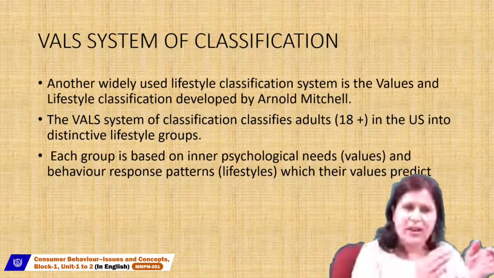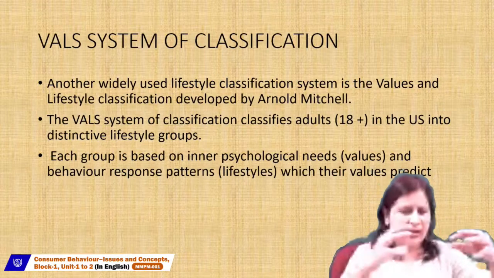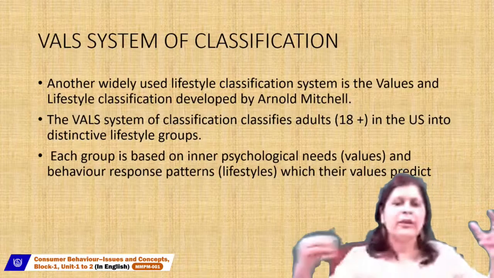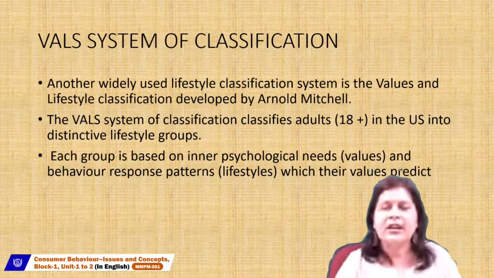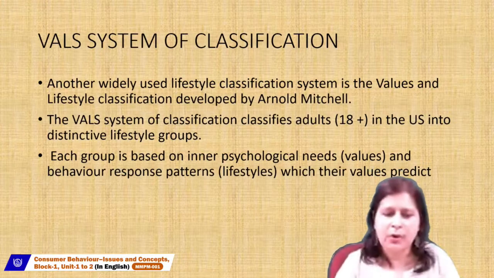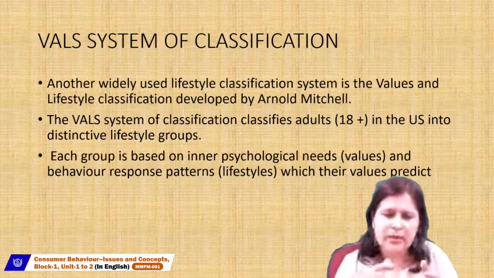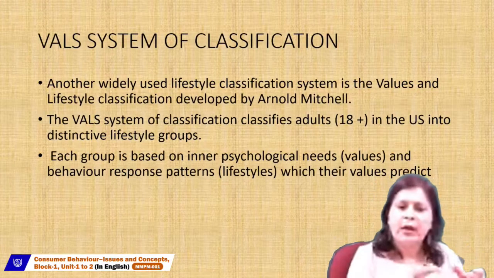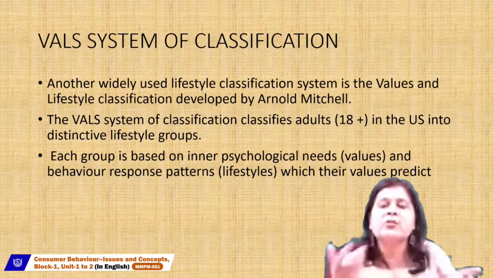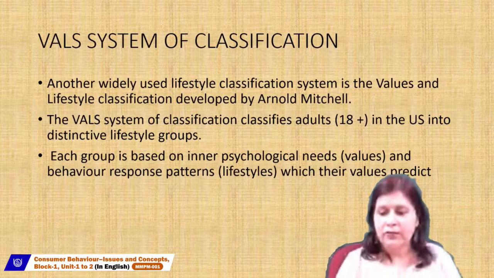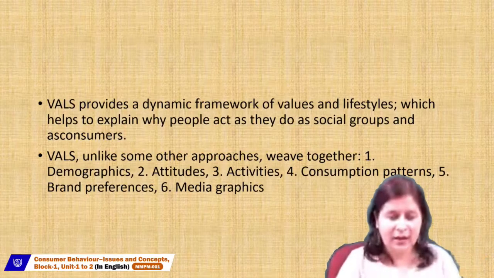So this system, that is the Values and Lifestyle classification, classifies the adults, those who are 18 plus, into distinctive lifestyle groups. Each group is based on the inner psychological needs, that is values, and the behavior response pattern, that is the lifestyle which their values predict. As per their values, there should be the lifestyle.